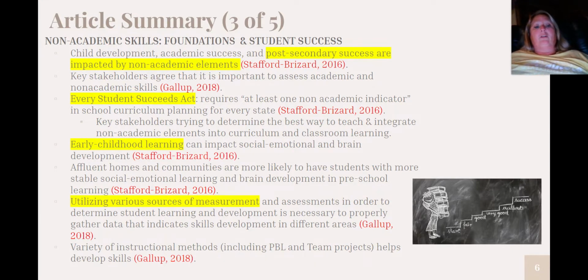Early childhood learning can impact social, emotional, and brain development. And so it's important to try to encourage early childhood learning and teaching some of those non academic skills early on to help students learn how to cope. And utilizing different sources of measurement and assessments in order to determine student learning and development is really necessary in order to get a complete picture of how students are developing and what their needs are.